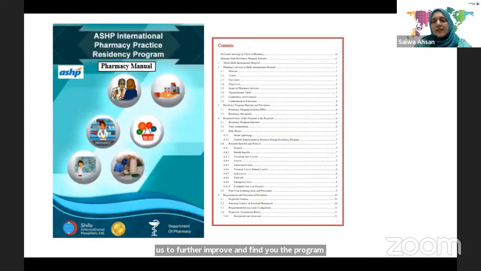Next, please. This is just the manual that we have, and you can see that it contains all the necessary elements of the residency program that I talked about.